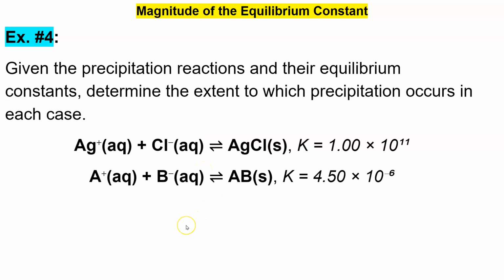And here's our last example. It says, given the precipitation reactions and their equilibrium constants, determine the extent to which precipitation occurs in each case. So a large K value, remember, anything over 1,000, like this top one right here, it's times 10 to the 11th, means nearly all of our silver and chloride ions are going to precipitate as silver chloride. A very small K value, such as in the second reaction here, means that only a small amount of A and B are going to form our solid AB. And that's really all there is to it.